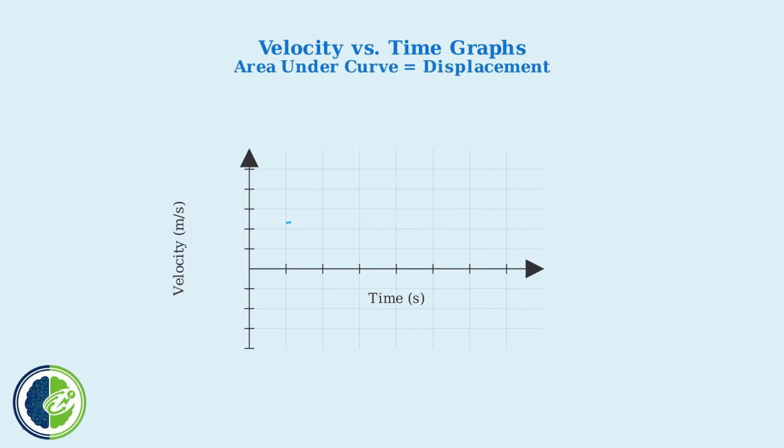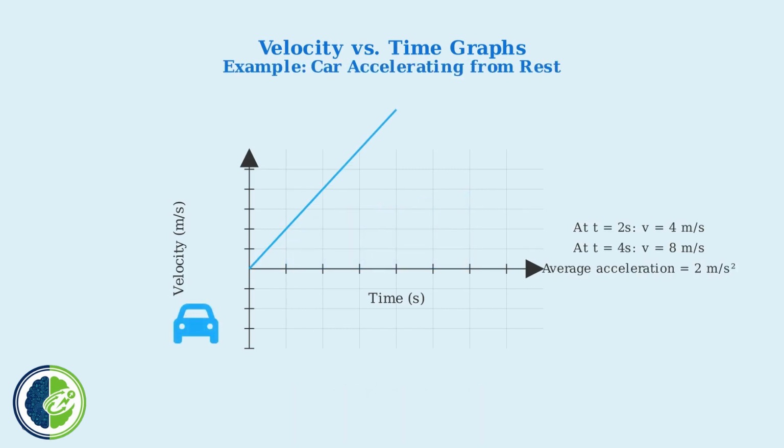Another important feature is the area under the velocity time curve. This area represents the displacement or distance traveled by the object during that time interval. Here's a practical example: a car accelerating from rest. The straight line shows constant acceleration. We can read values directly from the graph and calculate the average acceleration.